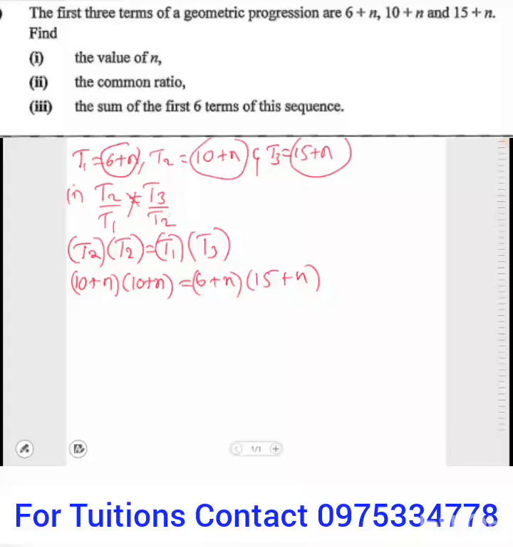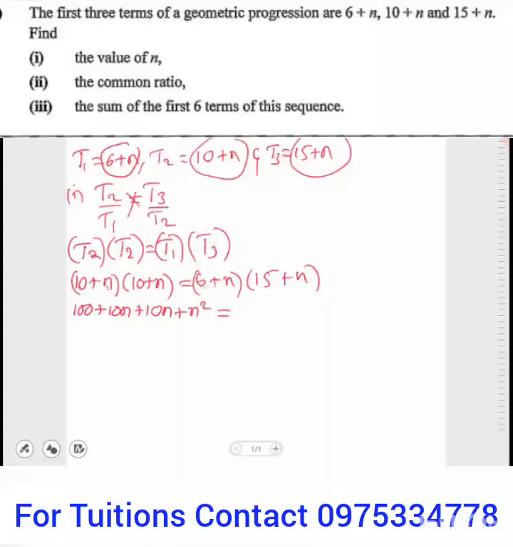Okay, so now from here you can expand. You multiply this with everything inside. You're going to multiply 10 by 10, that is going to be 100. Then 10 times n, that's going to be 10n. Then n times 10, that's 10n again. Then n times n, that's going to be n squared.